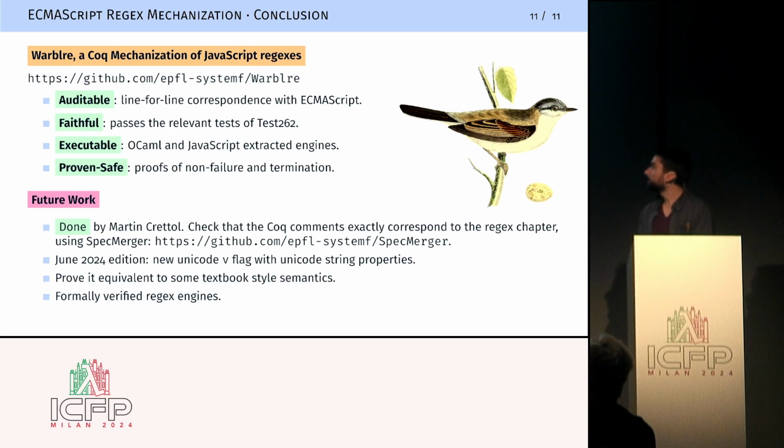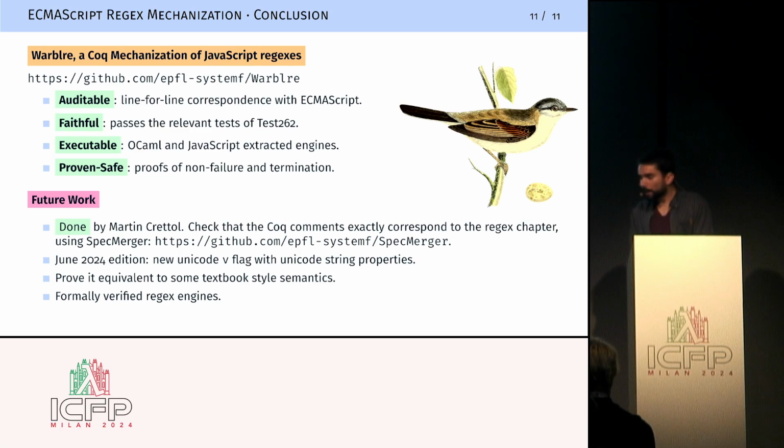Also, recently, there has been a new extension of the ECMAScript specification, introducing yet another flag for JavaScript regexes. And so we'd like to extend our mechanization to support it, but because we've used such a faithful and auditable style, it should be fairly straightforward to extend our mechanization even without a lot of Coq knowledge.